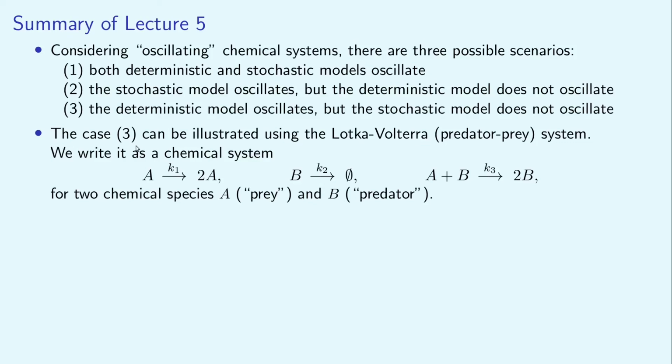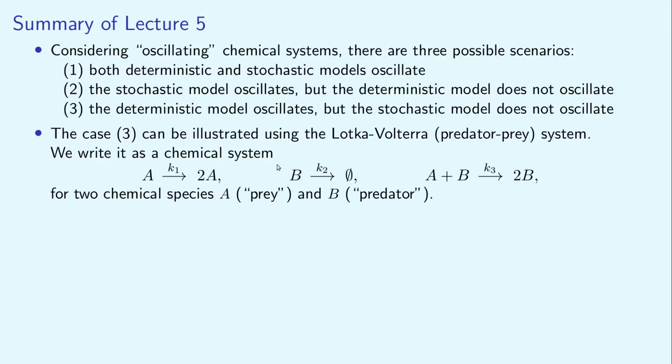For example, one can use classic Lotka-Volterra predator-prey system, which provides a basic example of an oscillating system in introductory courses on differential equations. We write it as a chemical system for 2 chemical species A and B, where A represents prey and B represents predators. They are subject to the following 3 chemical reactions. The first one is A goes to 2A, which models that prey reproduce exponentially.